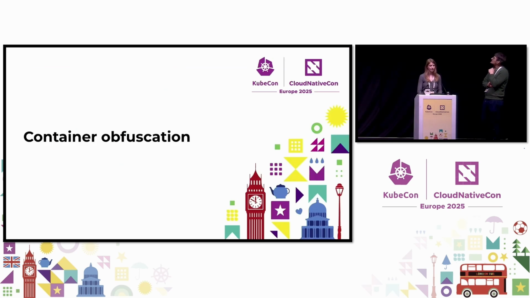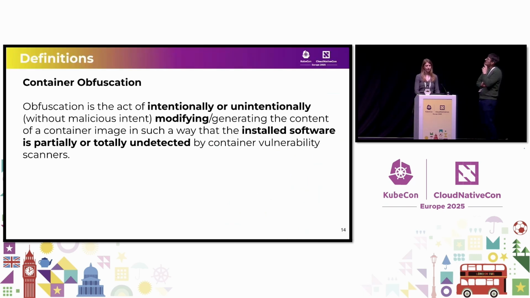And from this observation, we now give a definition to the concept of container obfuscation. So obfuscation is the act of intentionally or unintentionally modifying or generating the content of a container image, so when designing the Dockerfile, in such a way that the installed software is partially or even totally undetected by the container vulnerability scanners.